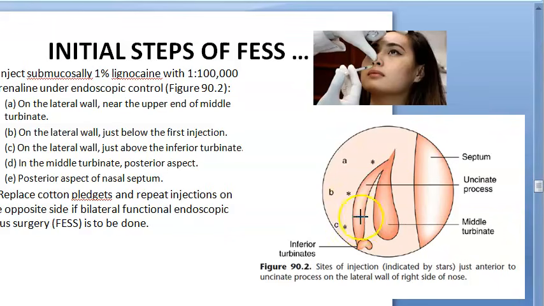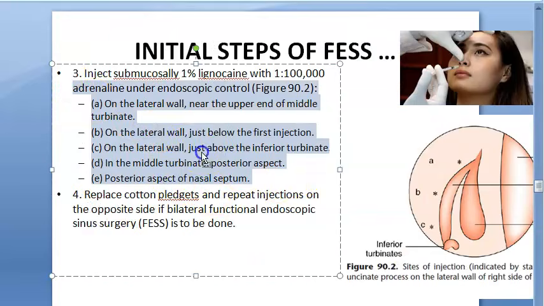Okay, so 2 more, where are they? Posterior aspect of middle turbinate, and septum, posterior aspect of nasal septum. So A, B, C, D, E, 5 injections, okay. Looks like 5 injections, guys.